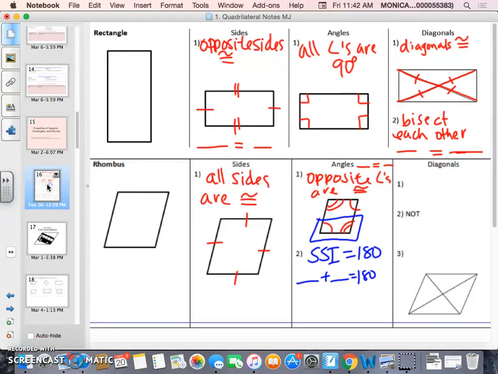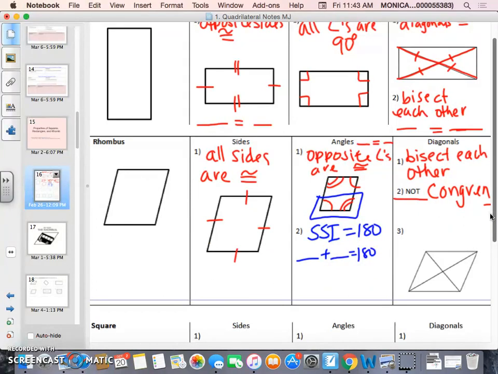Right, diagonals. So the diagonals do bisect each other. But they're not congruent. Not congruent. There's a T there. So that means that you have a long side and you have a short side. So they're not congruent to each other, but you can say that the two bisect each other, so it does cut these pieces evenly. And the other cool thing about the diagonals is that they actually are perpendicular to each other.